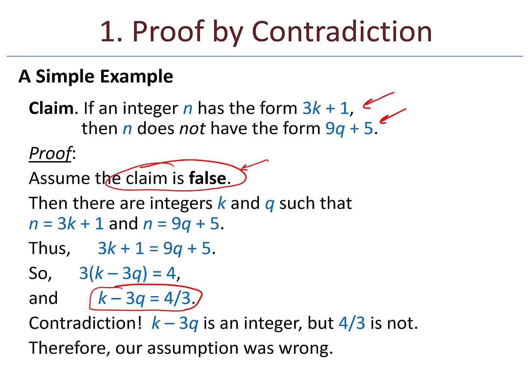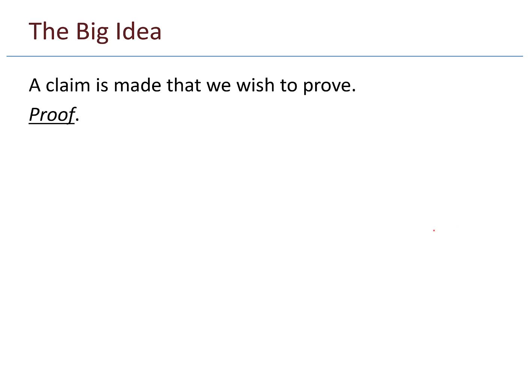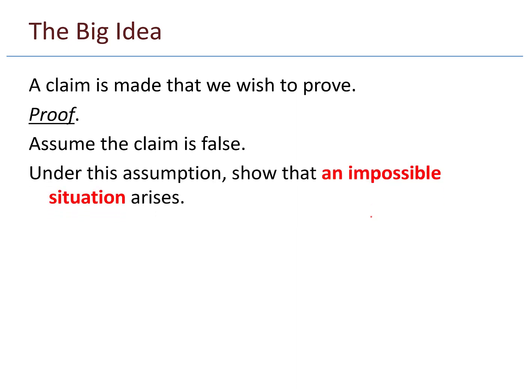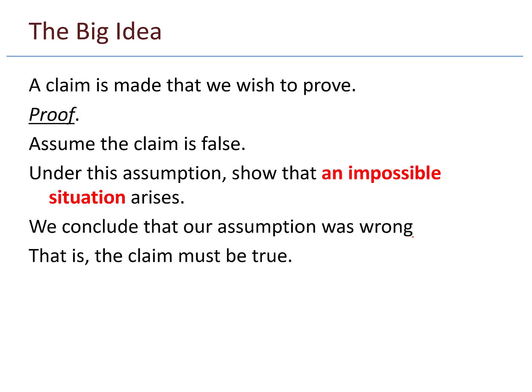And I traced my steps backwards. I realized that the place where I made the mistake was this assumption, assuming that the claim was false. In general, proofs by contradiction have this kind of form. A claim is made that we wish to prove. To prove the claim, I start by assuming the claim is false. Then, under this assumption, I show that an impossible situation arises. We then conclude that our assumption was wrong. That is, the claim must be true.